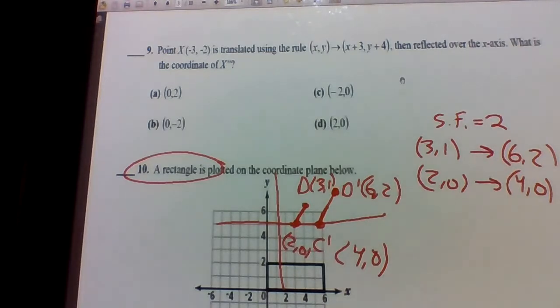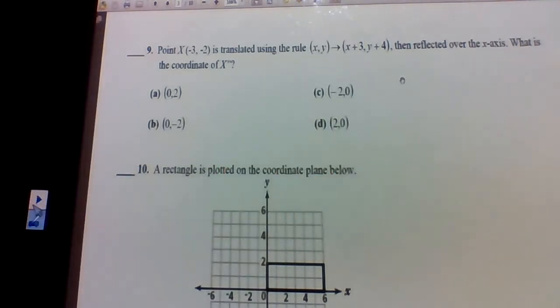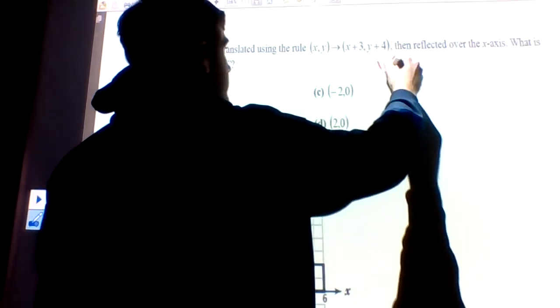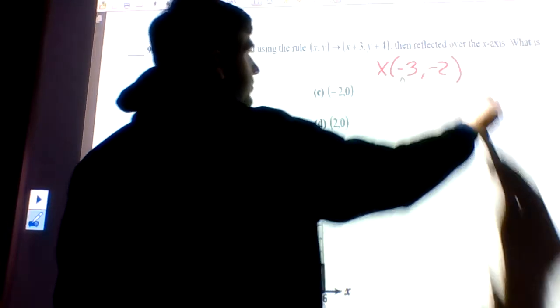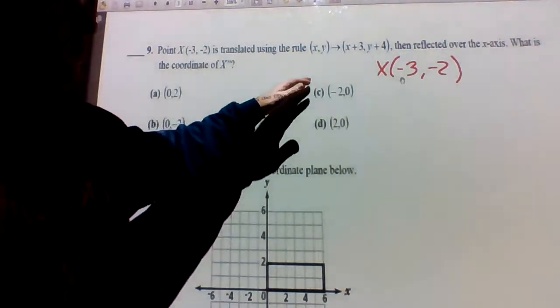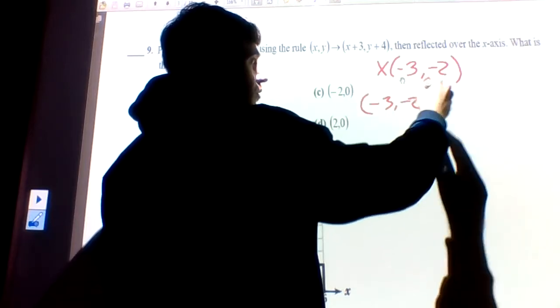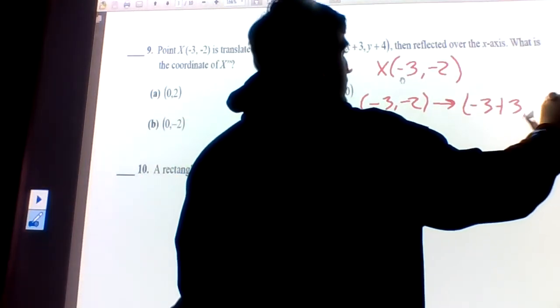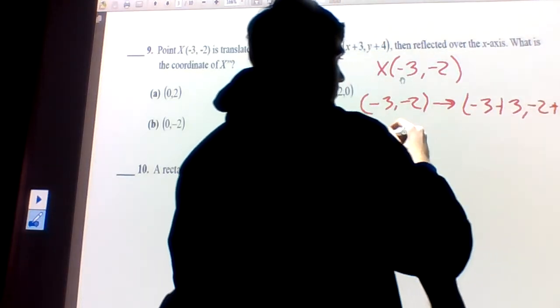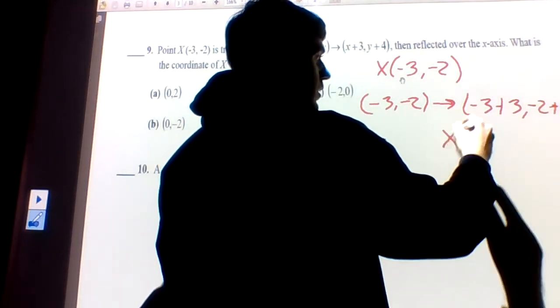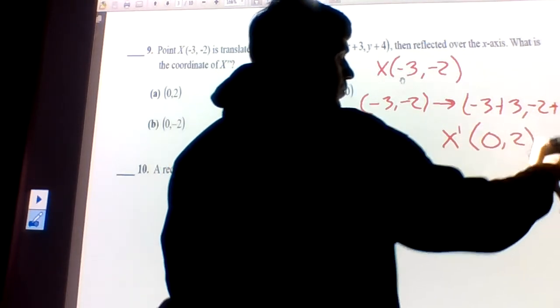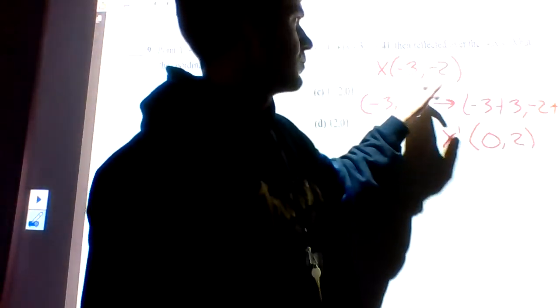Point X, -3, -2 is translated using the rule (x, y) goes to (x plus 3, y plus 4), and is then reflected over the x-axis. What is the coordinate of X double prime? So originally we have X, which is -3, -2. Okay, it's translated according to the rule. We're going to go 3 to the right and 4 up. So -3, -2. That's going to be -3 plus 3, -2 plus 4. Okay, so that's going to give us X prime. It's going to be 0 and 2. So we take our point, we go 3 to the right, so that's going to put us at 0. We're at -2, we go up 4, that's going to put us at +2.